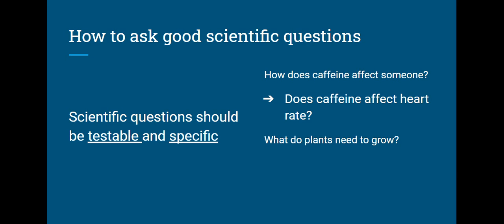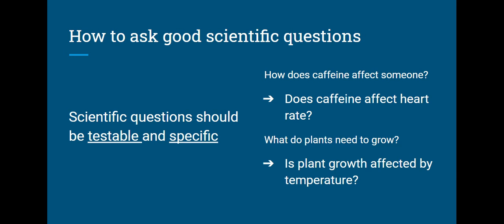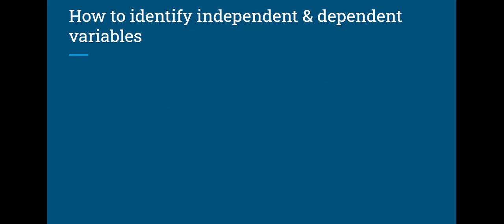If we looked at what do plants need to grow? We know they need a lot of different things, but if you want to pick maybe one of those factors, you could say, is plant growth affected by temperature? So you just want to think about making your questions a little bit more specific when you can. So that takes us to identifying independent and dependent variables.